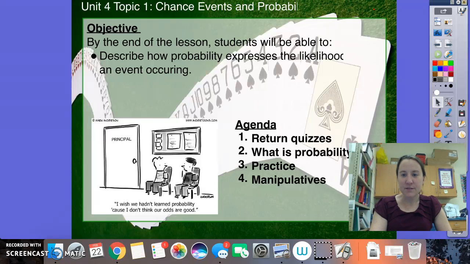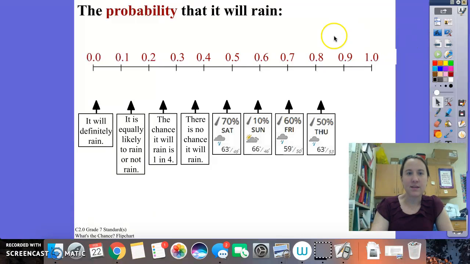All right, guys, this video is going to go through all of the highlights of Unit 4, Topic 1, which was all about probability. So we started out with this number line, talking about the probability that it will rain. And we talked about a couple of different pieces with this. So first, we practiced our fraction decimal conversions.